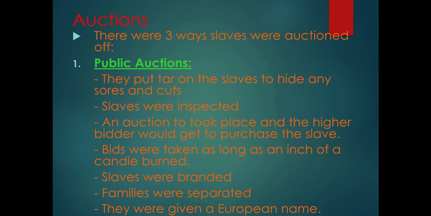So let's say person A said, I'll pay $30 for this slave, but then person B says, well, I'll pay $65. So the person who offered the most money would get to win the slave.